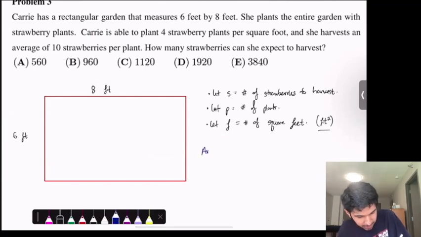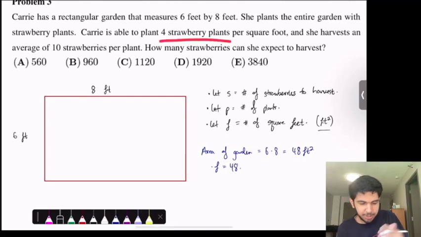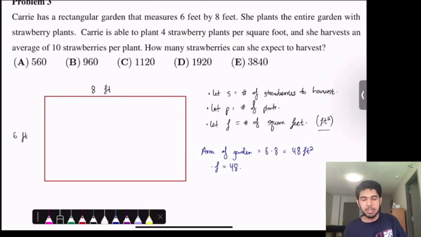So area of garden equals 6 times 8, which is equal to 48 feet squared. So that means that f equals 48. Cool. So now we should analyze some of the other information given here and relate the other variables.